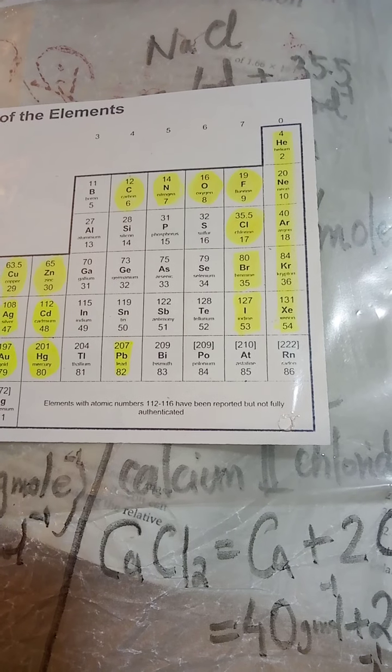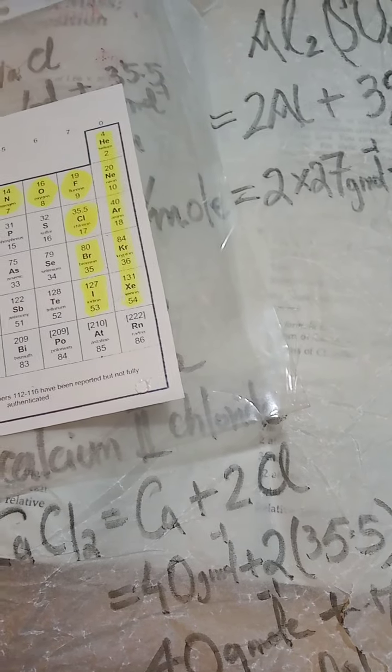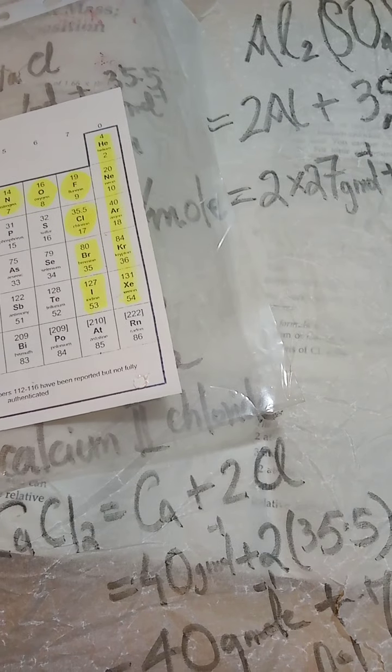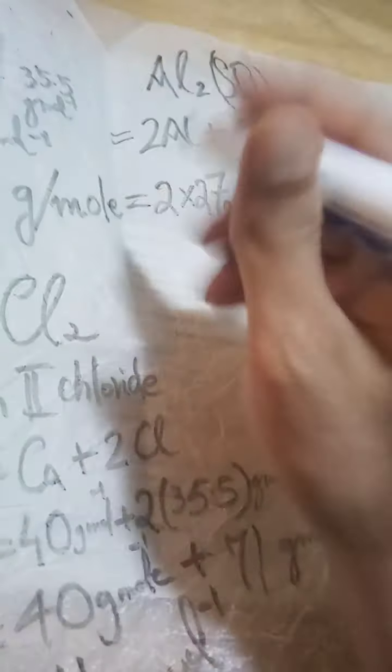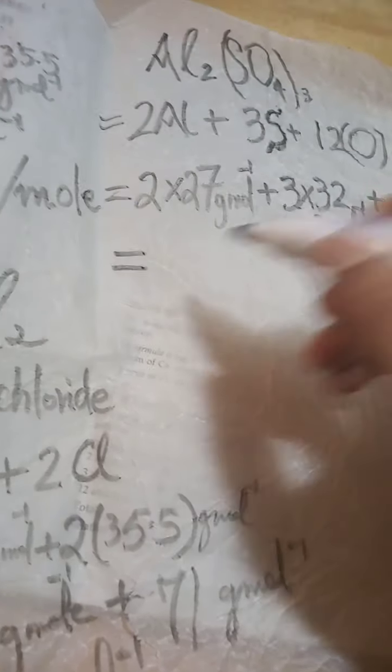is, where's aluminium? 27, so that'll be 2 times 27 grams per mole, plus sulfur would be 3 into 32 grams per mole, plus 12 into 16. That's interesting. 12 into 16 grams per mole. You don't need to show every step. However, if it's a 5-mark question, I suggest you do.